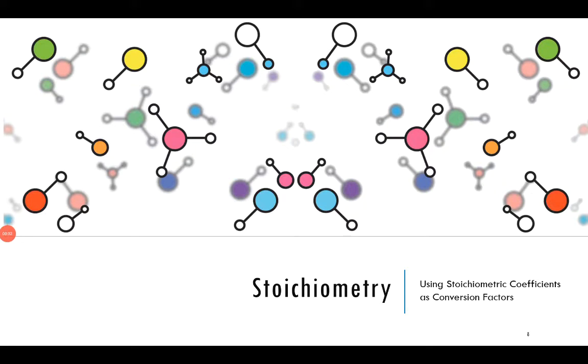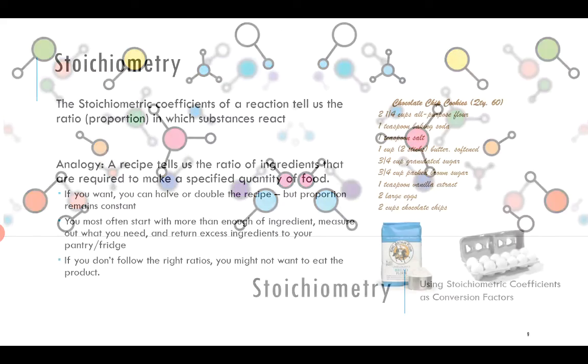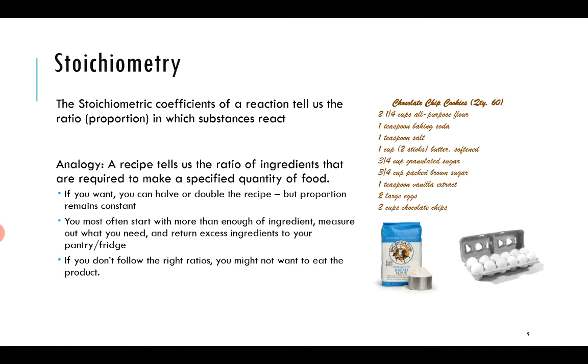In this video, we will learn about stoichiometry and how to use stoichiometry to calculate values and quantities about chemical reactions. So we learned in chapter 10 that we had to balance equations by putting stoichiometric coefficients in front of the chemical formulas. Those stoichiometric coefficients tell us the proportions in which our chemicals react.